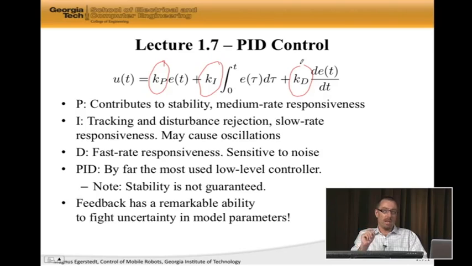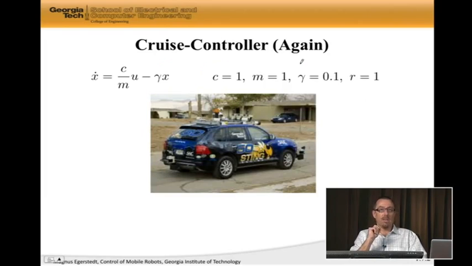And since it is a feedback law, because it depends on the error, it actually fights uncertainty in model parameters in a remarkable way. Feedback has this remarkable ability to overcome the fact that we don't know gamma, we don't know C, we don't know M, but still we seem to do well when we design controllers for a wide range of these parameters. So having said that, let's hook it up to our car.